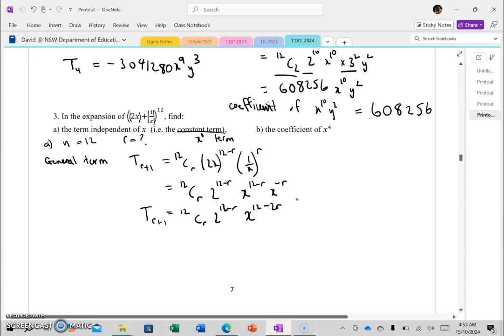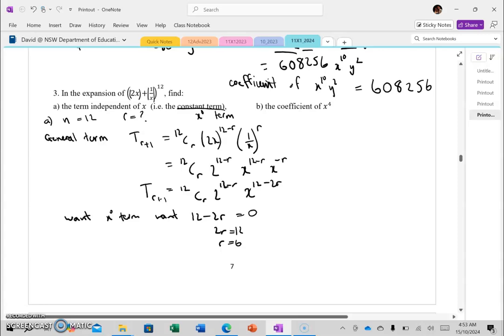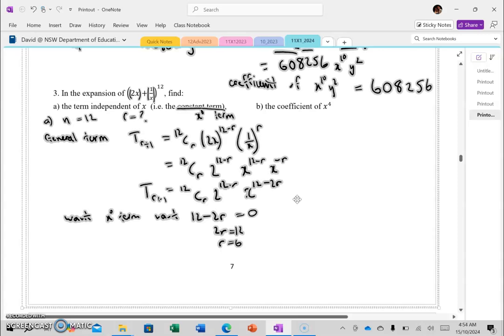So we want the term independent of x. So we want the x to the power of 0 term. So therefore we want 12 minus 2r, that's the power of x, to equal 0. Solving this quickly, you'll get that r is equal to 6. So we're after the term where r is equal to 6, so let's work that out.